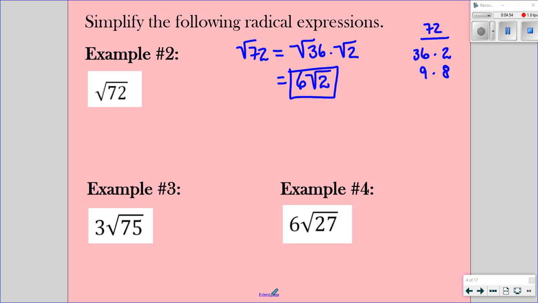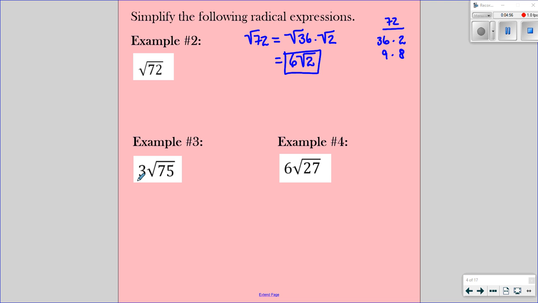All right, let's do 3 and 4. When you have a number in front of the radical sign, just bring it down until you simplify whatever's underneath the radical, and then combine and get your final answer. So I'm just going to rewrite this, and then I'm going to simplify what's underneath the radical. This is 3 times radical 75.